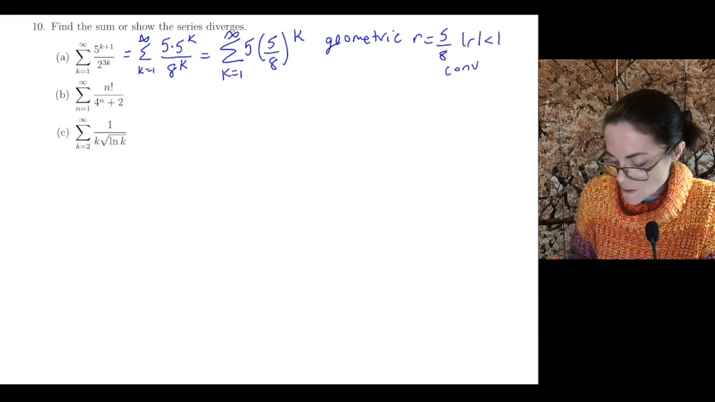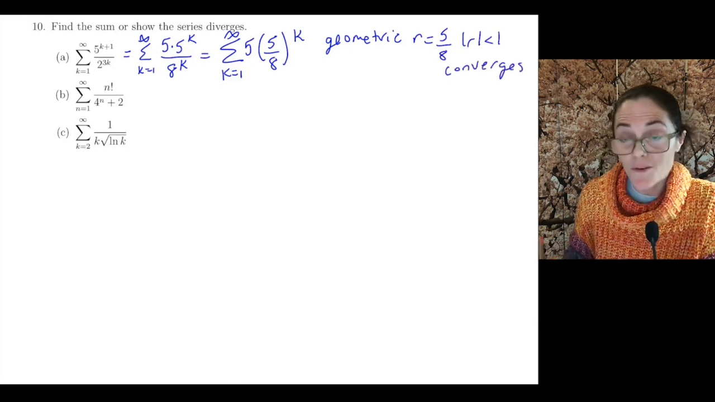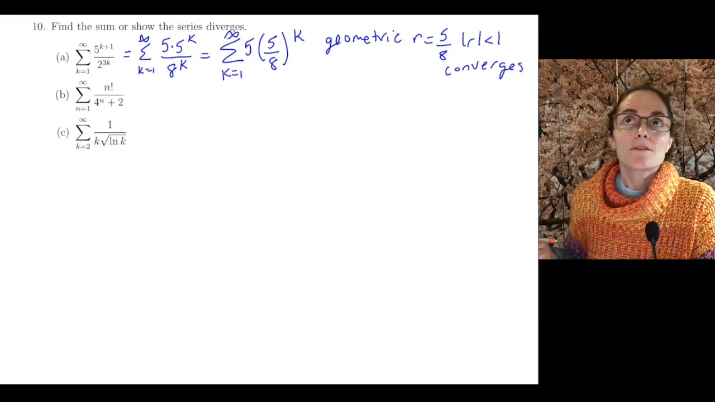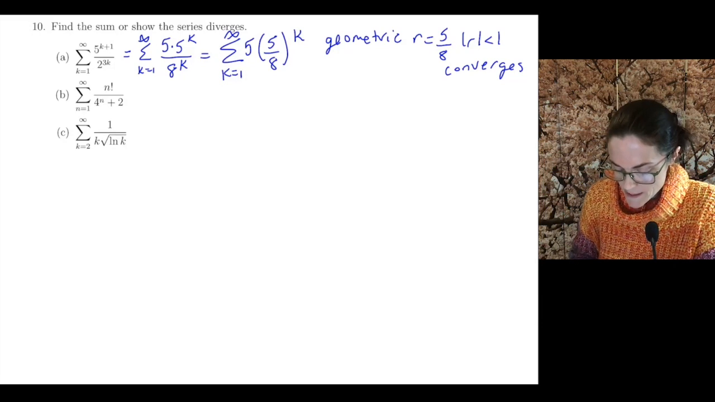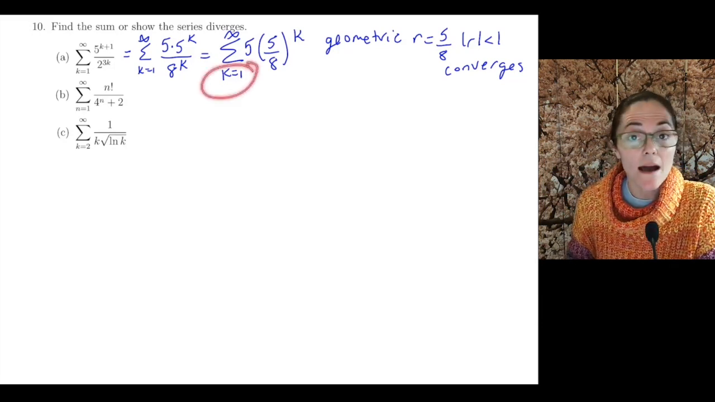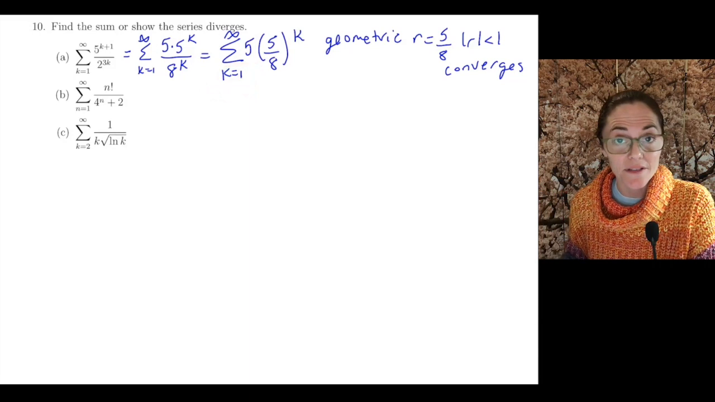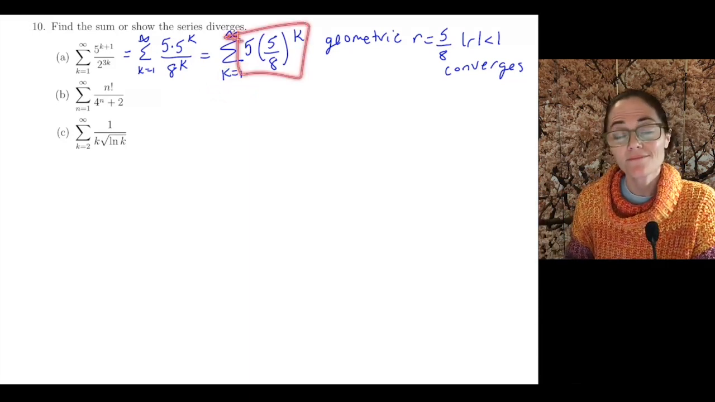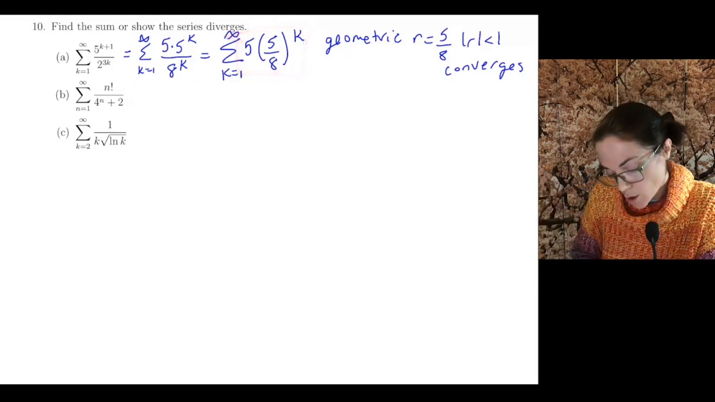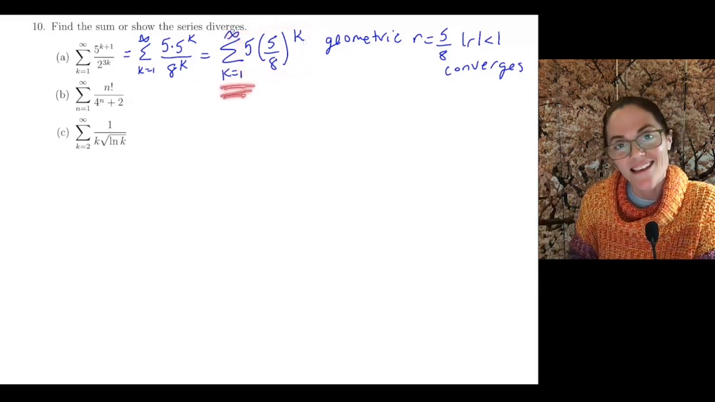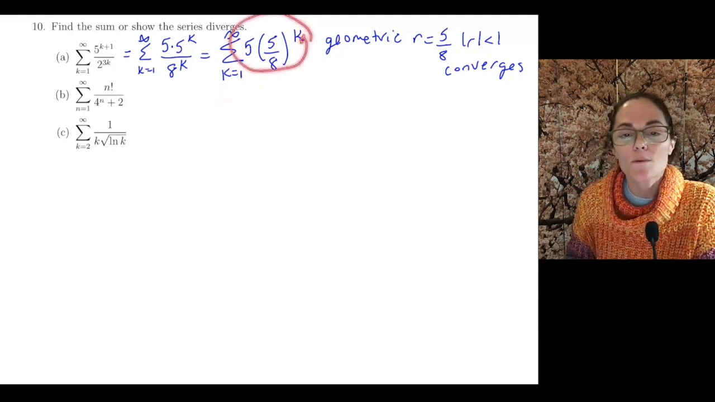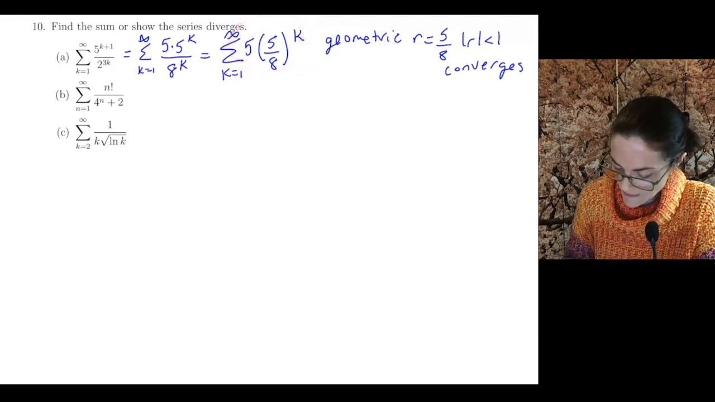But this question is more than just converges or diverges. We want to find the sum. We need a, right? But be careful here, because this starts at 1. And generally, when you have a geometric series, what you want to do is take this expression and evaluate at the lowest index that you see. A is the initial term. So when I evaluate this at k equals 1, I get 25 over 8. This is my a.